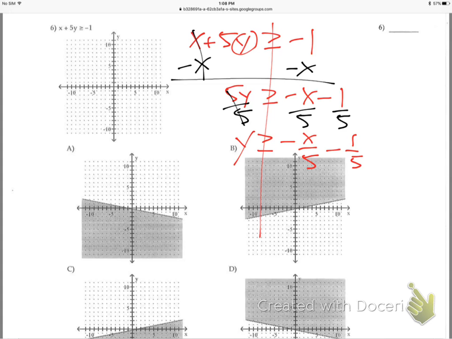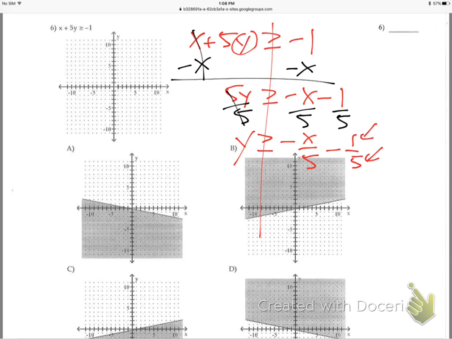We all good to there? Got y alone? All is well? Probably all of you did that just fine, I'm assuming. Got y alone. Now, do I need to turn the symbol on that one? No, I did not. What did I put under the bar? Positive 5, it's a regular 5. So no turning the symbol needed. It's only when you put a negative under the bar that you need to turn the symbol. Okay, so anyway, let's graph it. Where do we start? We're going to graph this thing.